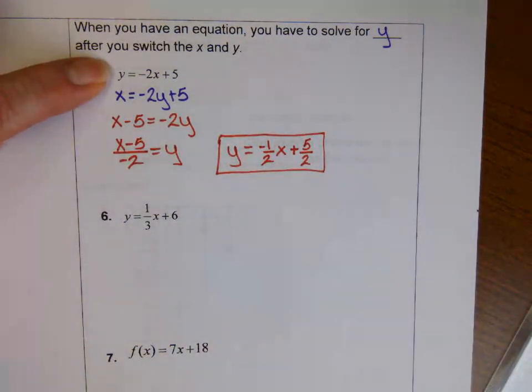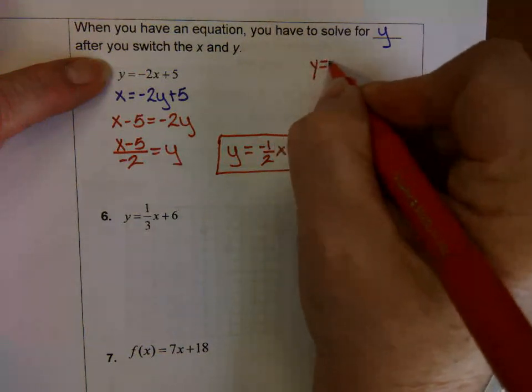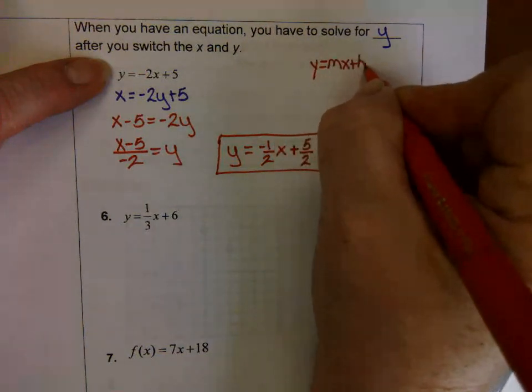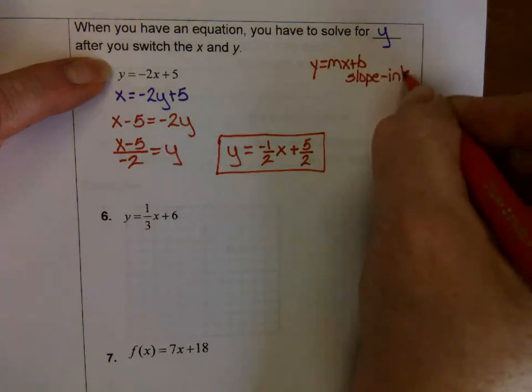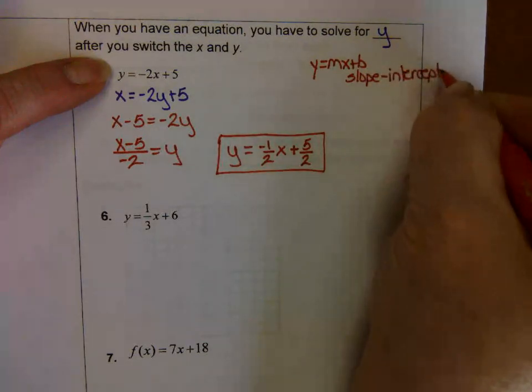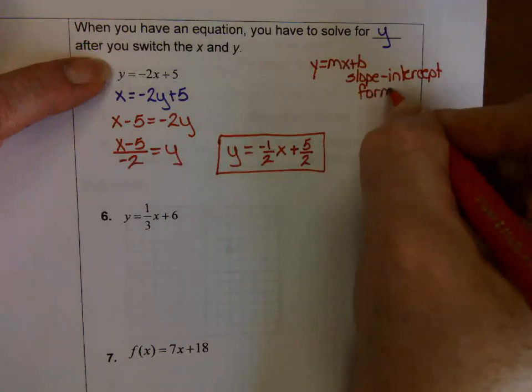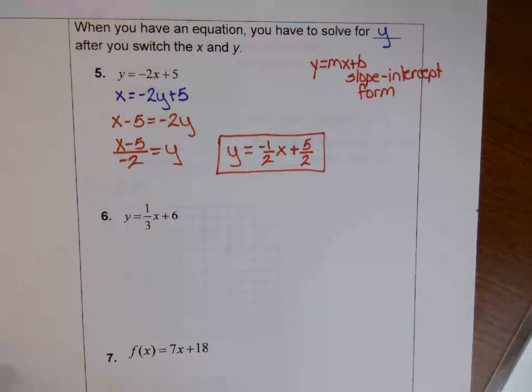I started with slope-intercept form of the line. Y equals mx plus b. Slope-intercept form. You're supposed to remember that from Algebra 1 and from geometry. I'm going to turn on a light here on my desk and see if we can get rid of the shadow a little bit.